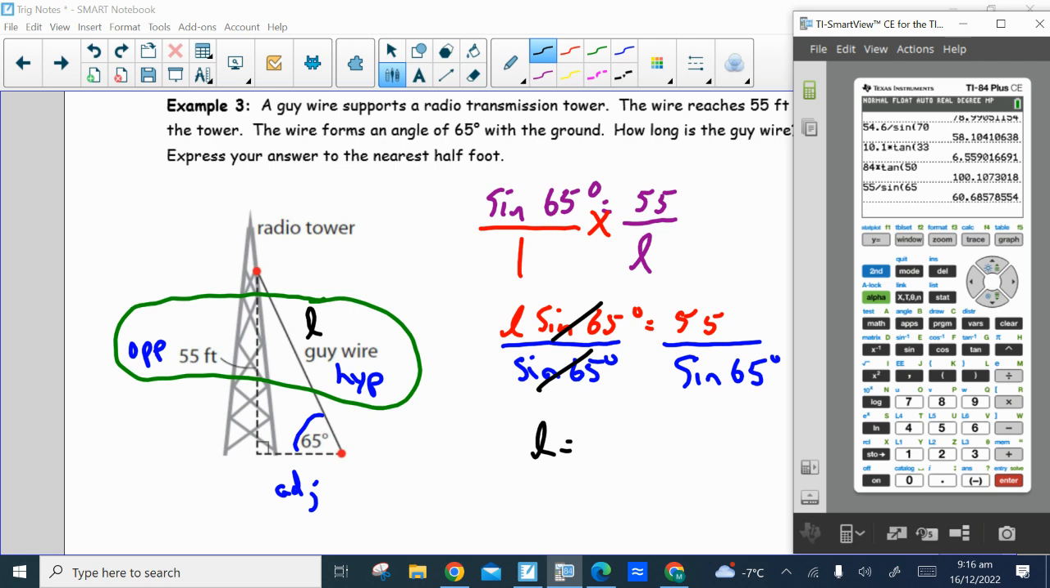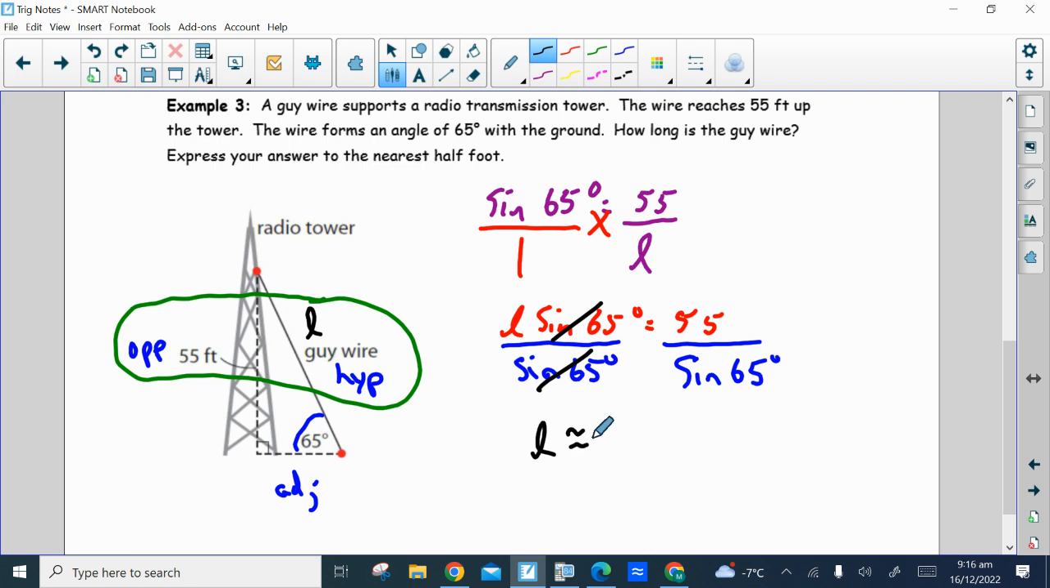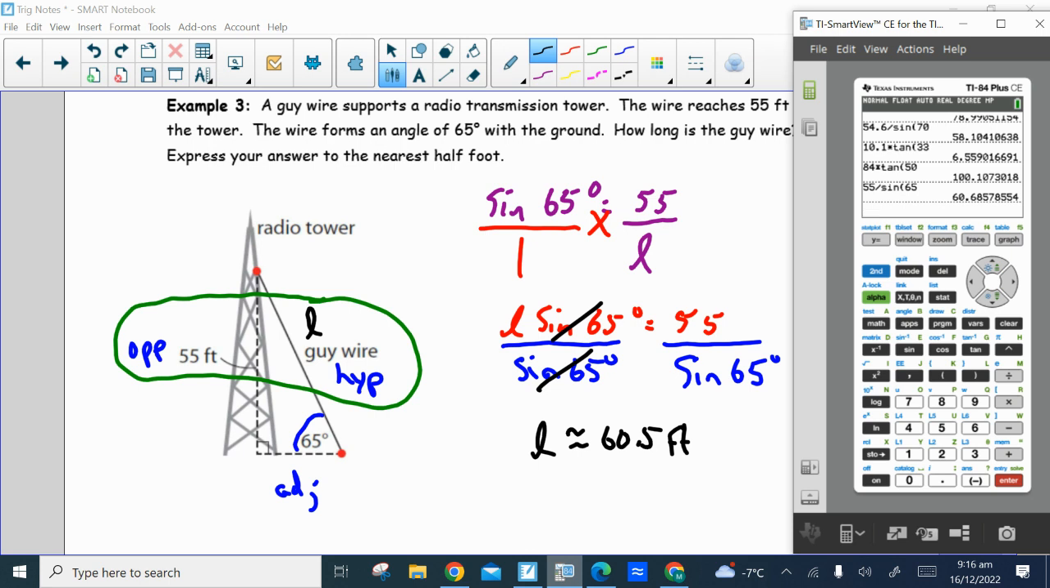It should be the longest side of the triangle because it's the hypotenuse, and L is greater than the height of 55. It does say round to the nearest half foot, which would be 60.5 feet approximately. That number is closer to 60.5 than it is to, I'm sorry, I said 70, it would have been 61. To the nearest half foot, it's either going to be a 0.5 or a whole. And that number, 60.685, is closer to 60.5 than it is to 61. So that's why it's 60.5.